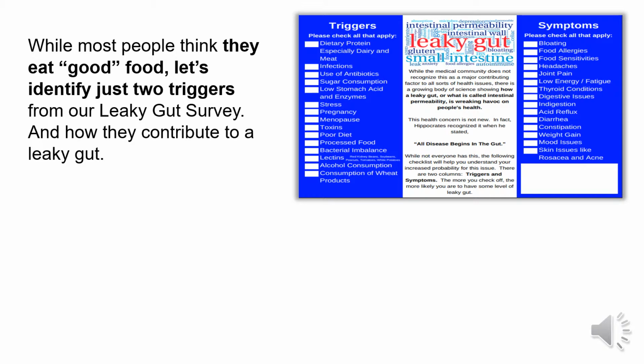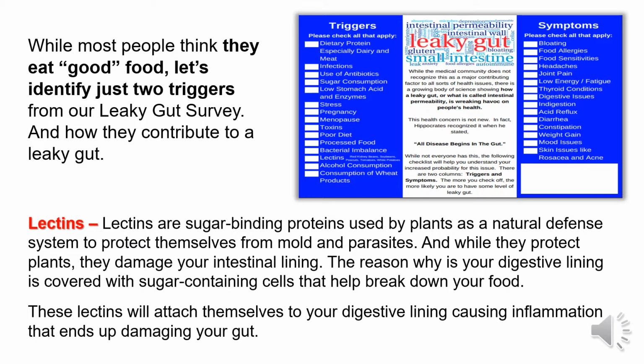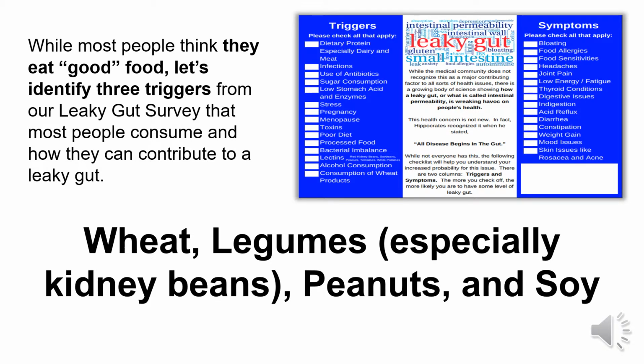While most people think they eat good food, let's identify just two of the triggers from our leaky gut survey and how they can contribute to a leaky gut. Lectins. Lectins are sugar-binding proteins used by plants as a natural defense system to protect themselves from mold and parasites. And while they protect plants, they damage your intestinal lining. The reason why is your digestive lining is covered with sugar-containing cells that help break down your food. And while there are a wide variety of foods that contain lectins, these four will have the greatest impact: wheat, legumes, especially kidney beans, peanuts, and soy.